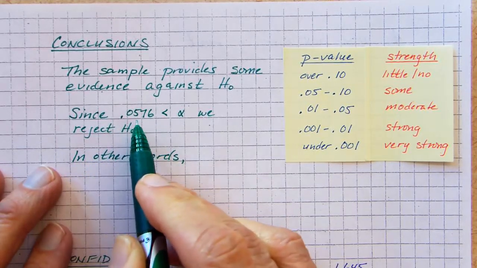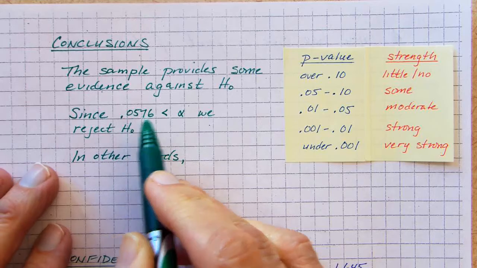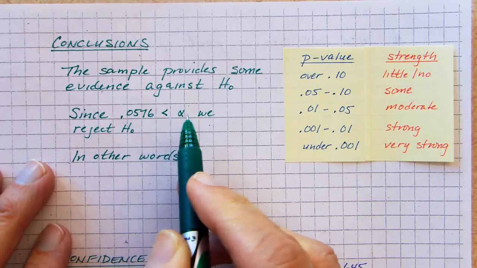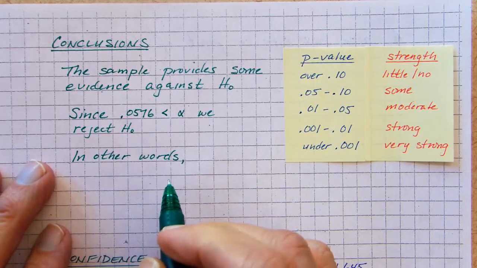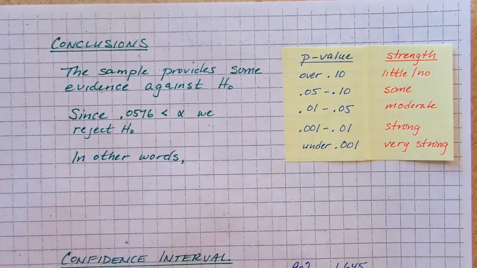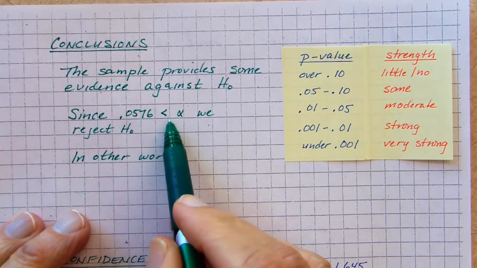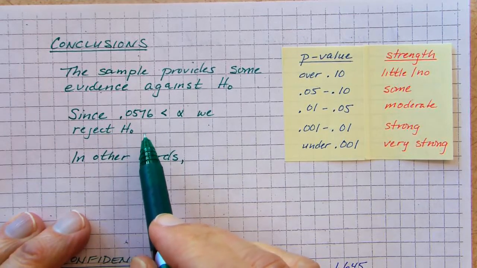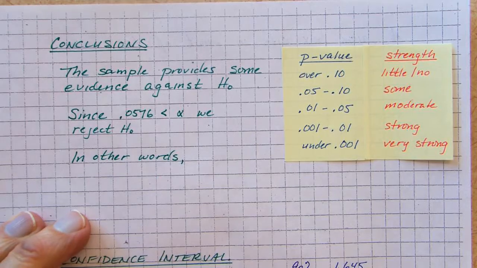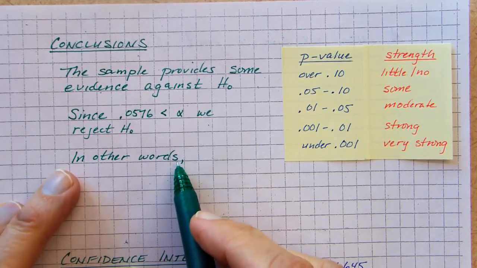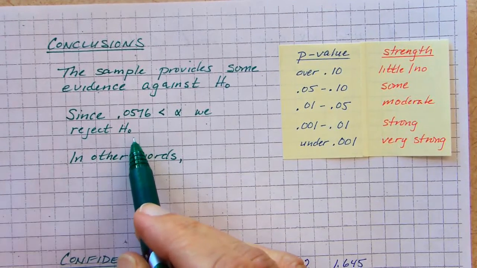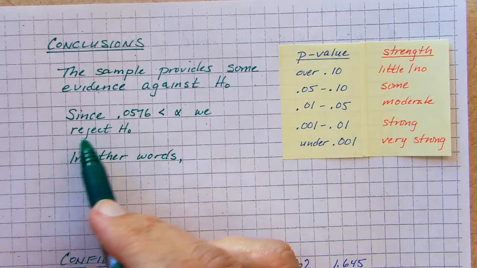Now, had our p-value been higher than alpha, we would not reject H0. Okay? We would continue to accept H0 as being the truth. So again, when we're under alpha, we're going to reject H0. If we're over alpha, we say we fail to reject H0. So now we put it into context. What does it mean if we are going to reject H0?